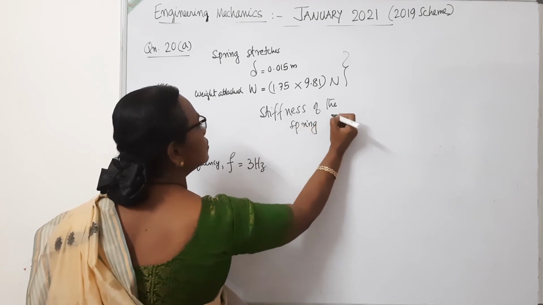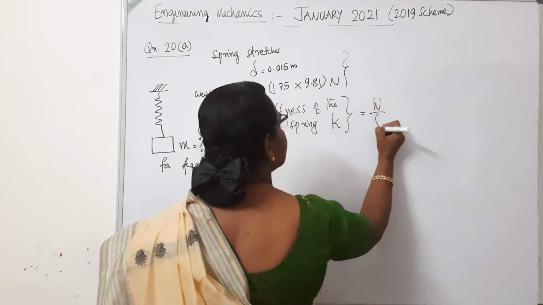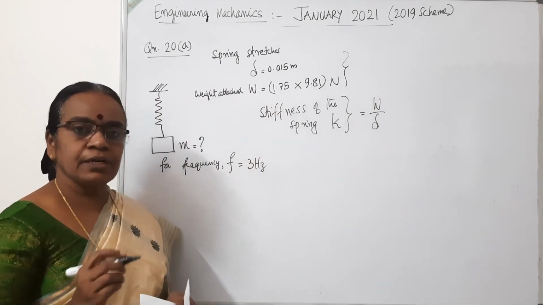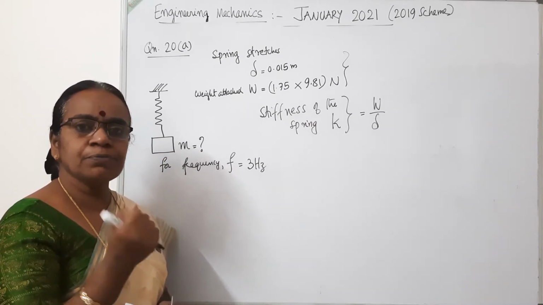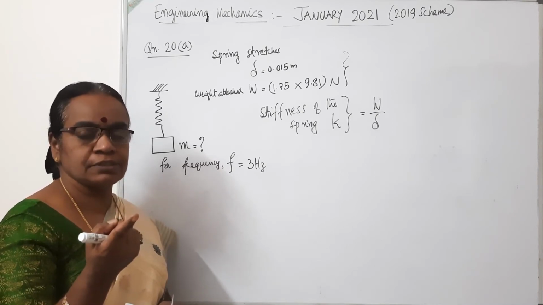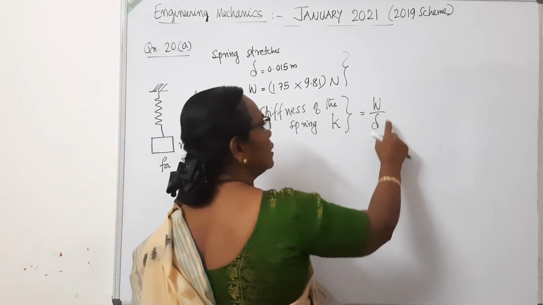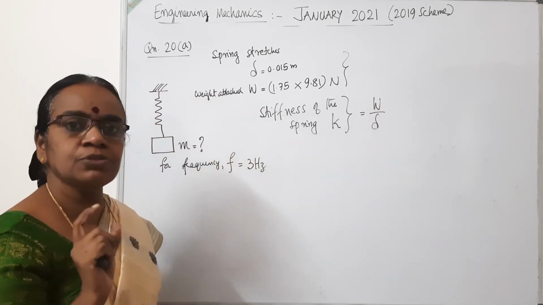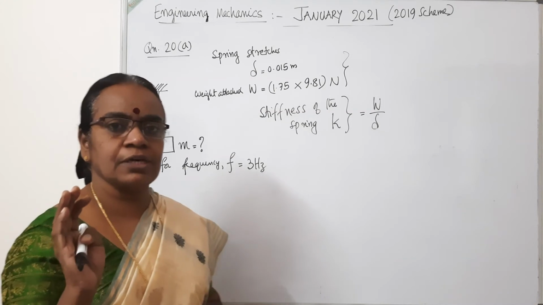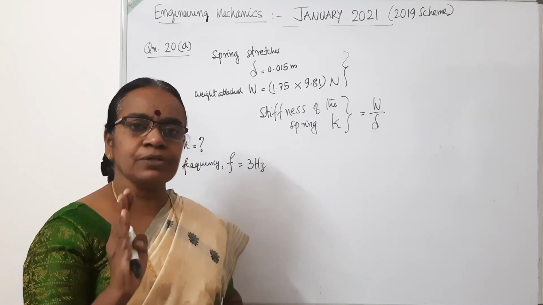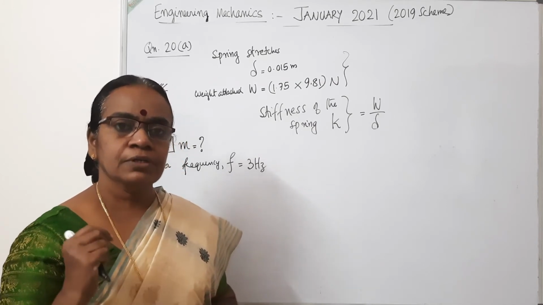Stiffness of the spring is denoted by the letter K, and that is given by W by delta, load divided by deformation. The load required to produce unit deformation, 1 millimeter or 1 centimeter or 1 meter, is called spring stiffness or spring constant, and it is calculated as W by delta. W is in Newton, delta should be in meter, so that the unit of stiffness is Newton per meter. That is very, very important in dynamics. Whenever you deal with problems in structural dynamics, the unit of spring constant should always be expressed in Newton per meter for computation of frequencies.